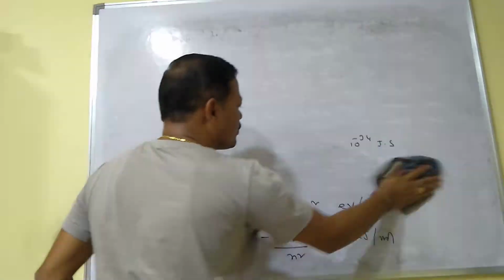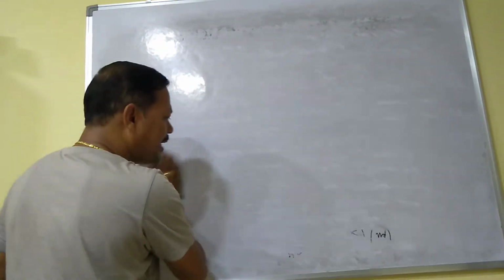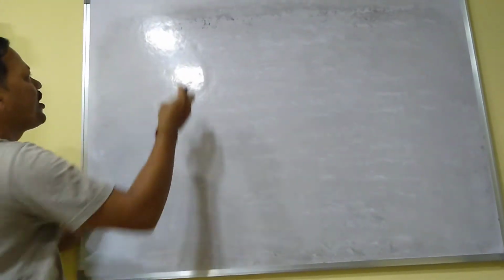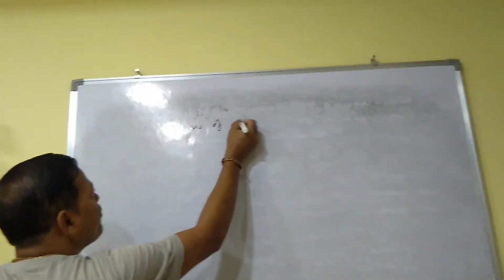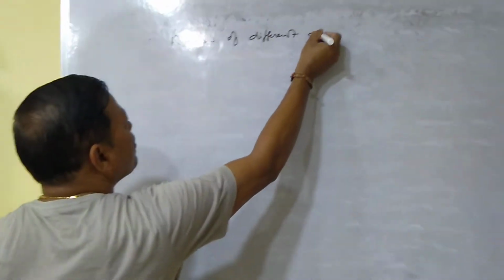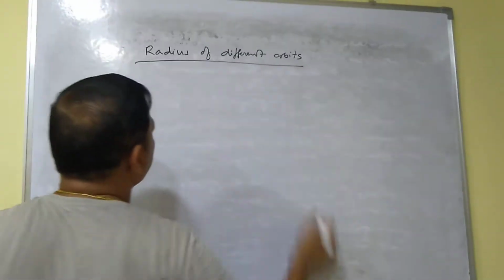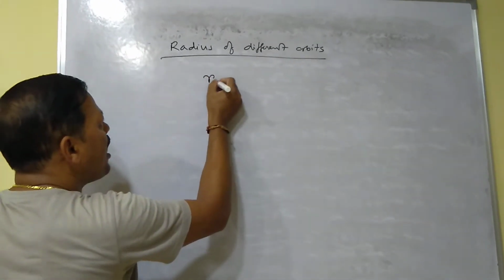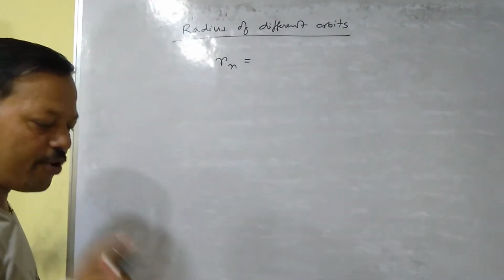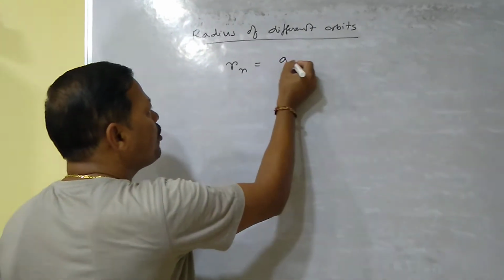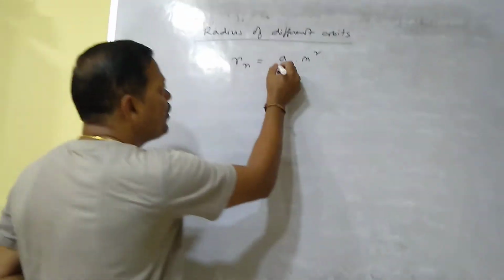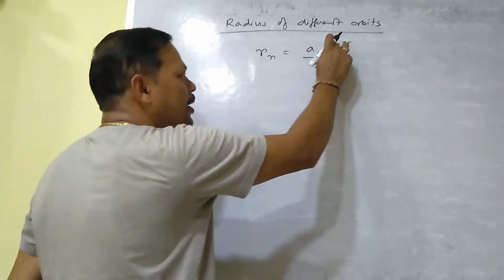Now, like the energies of different orbits, you can determine the radius of different orbits also. Now I give you the formula to determine the radius of different orbits. So like energy, radius also has a formula. The formula is Rn, the radius of the nth orbit, is equal to a naught into n square divided by Z. Z means atomic number, n means the number of the orbit.